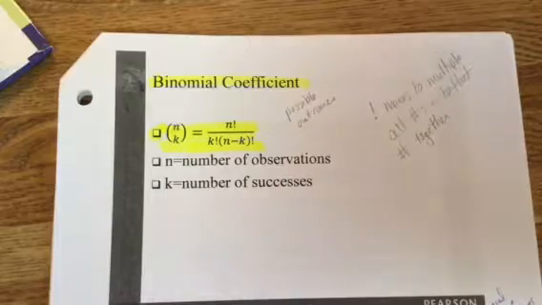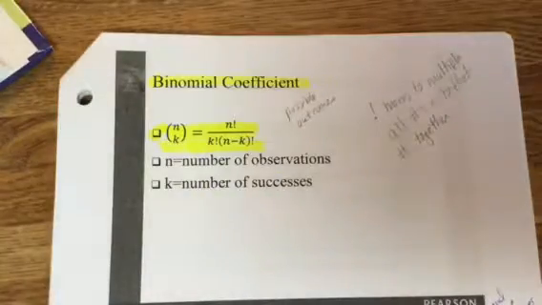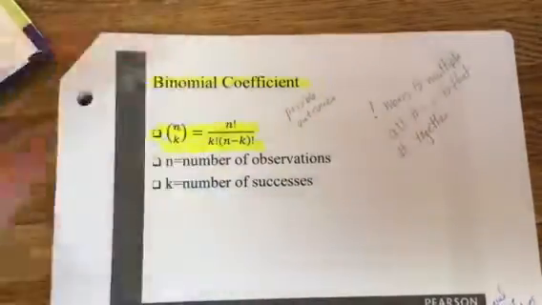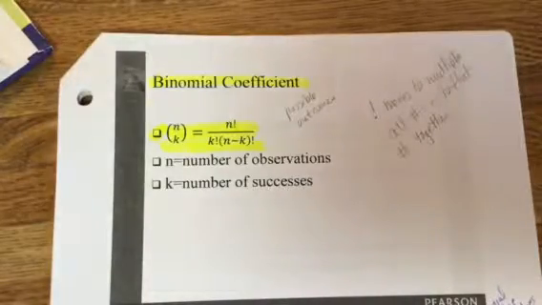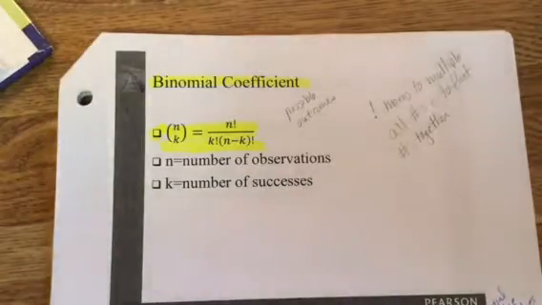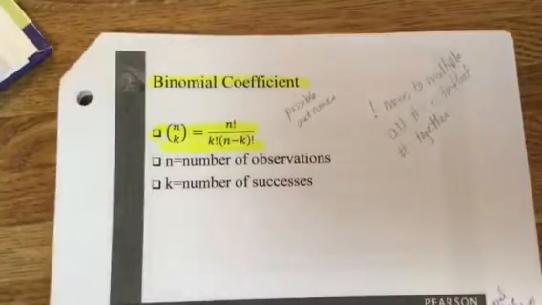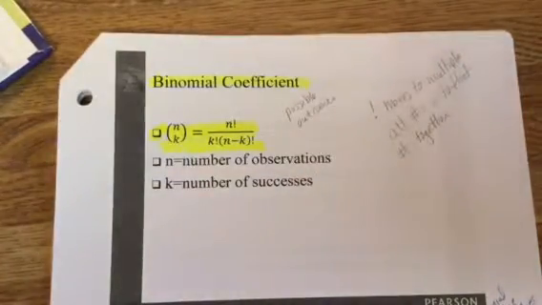The binomial coefficient is just saying how many possible outcomes are there. The factorial, that exclamation point, just means that you multiply all the numbers that are less than or equal to that number. So for instance, if it's 5 factorial, you multiply 5, 4, 3, 2, 1 times each other.